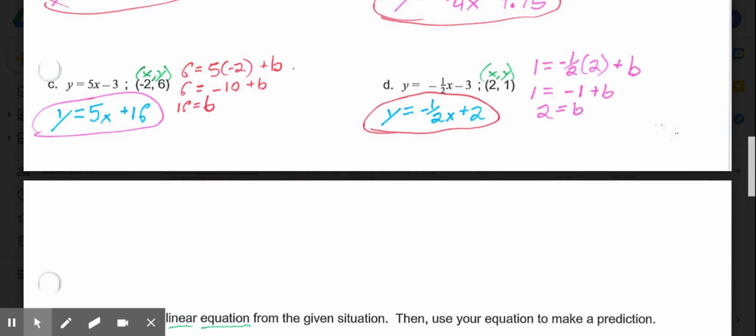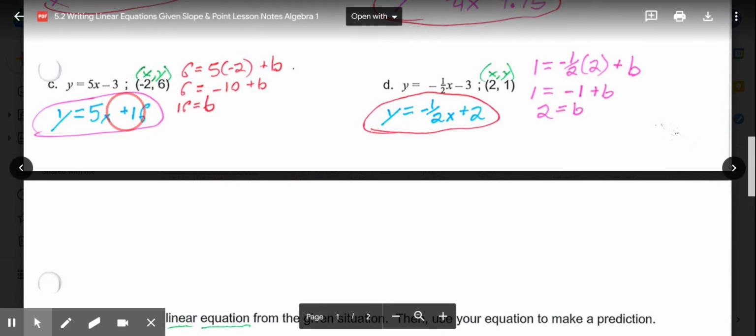Multiply 5 times -2 to get -10. -10 + b = 6. So we're going to add 10 to each side to get rid of the -10. And b equals 16. So our parallel line passing through (-2, 6) is y = 5x + 16.